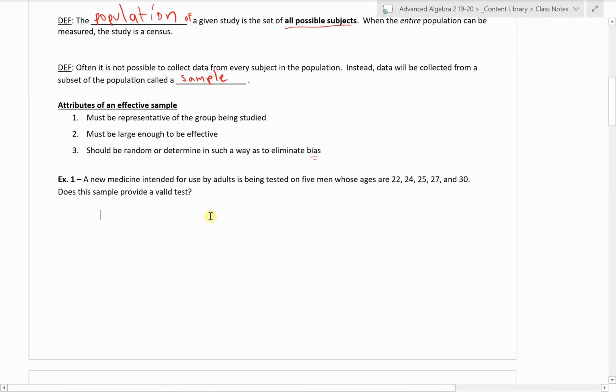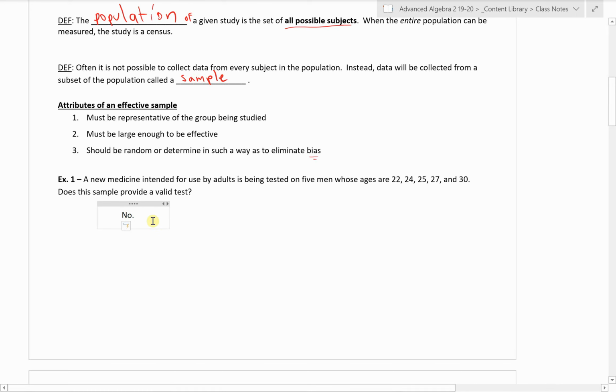Okay, so if we look at this here, it says a new medicine intended for use by adults. Okay, that's a very, very large population. It just says adults. It doesn't specify anything about how old those adults are, what their gender is, where they live, what their economic status is. It just says adults. That means all people on the planet who are age 18 and older, right? So that's a giant population. So when we think about, does this sample represent that population well, the answer is no, and it's no for a few reasons.